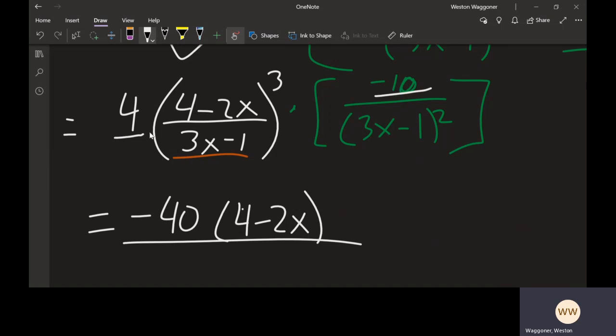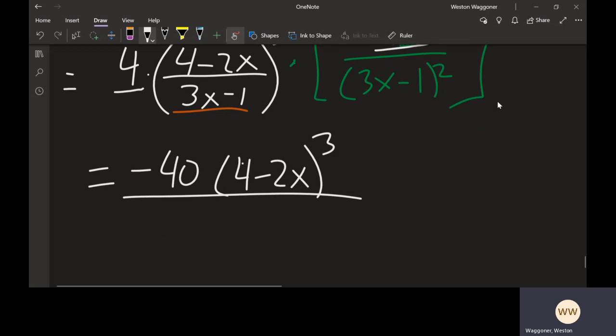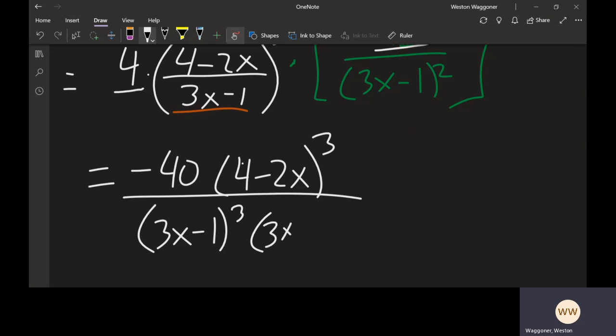Still, there's a multiplication here. So this 4, it's like 3 terms being multiplied: these 3, this 4, and then these 2 kind of big blocky things being multiplied by each other. And I'm going to keep that 3 up there. Now what we're going to have down in the bottom is the 3x minus 1 to the 3rd, times 3x minus 1 to this.